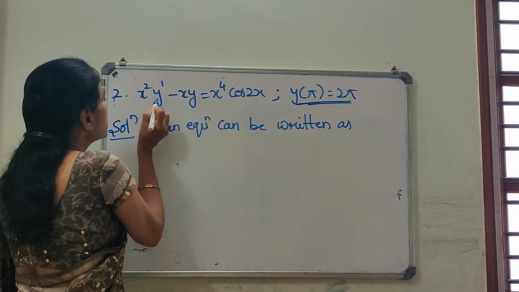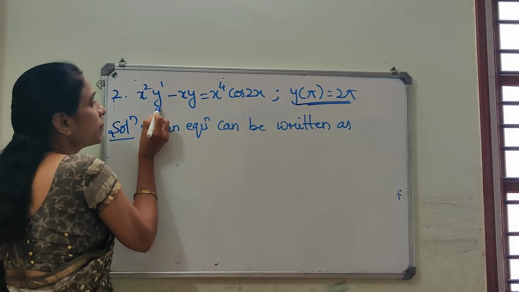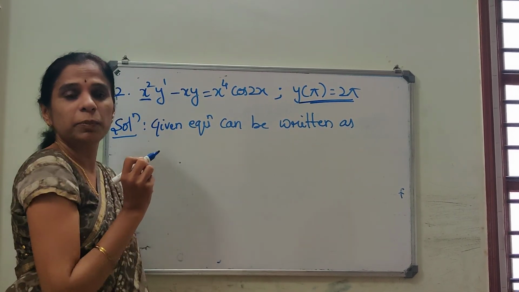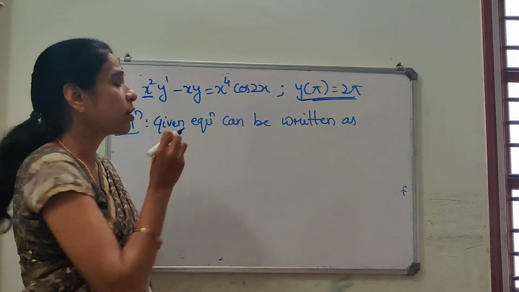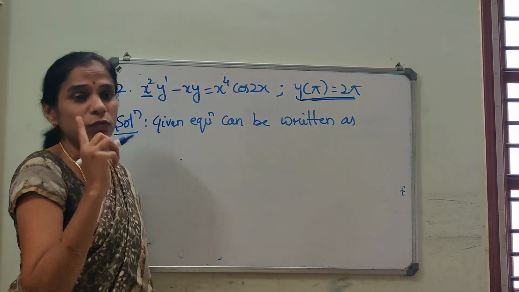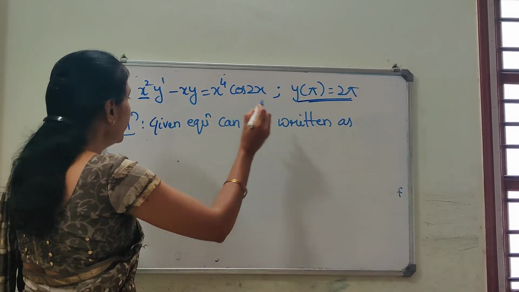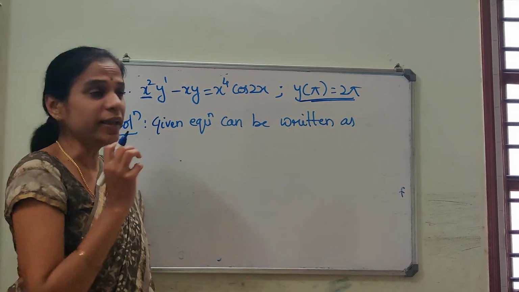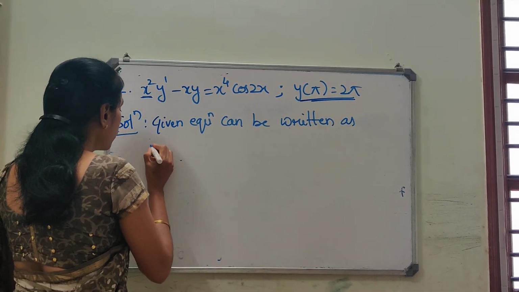It should be 1. So now you can see here y dash is nothing but dy by dx, and here you have x square. That means I don't need this x square because I want this coefficient to be equal to 1. So divide throughout by x square.